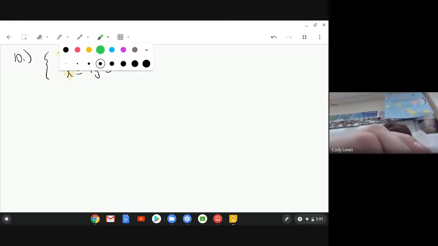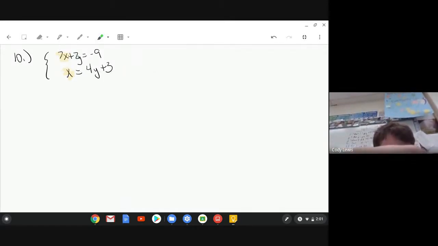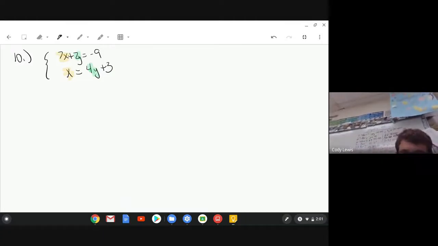And then I have a top y and a bottom y. So there's 4 variables. I want the variable that is already by itself. That's like a reason you'd use substitution. So x is already by itself, so I'm going to be picking this bottom equation to start.